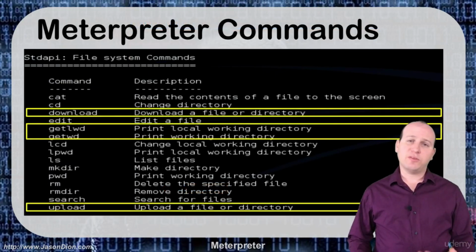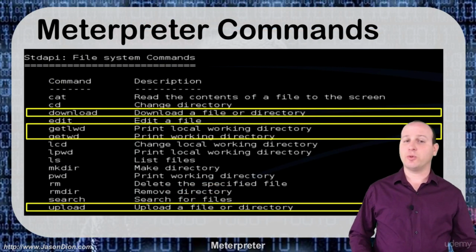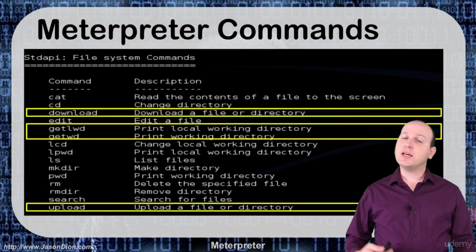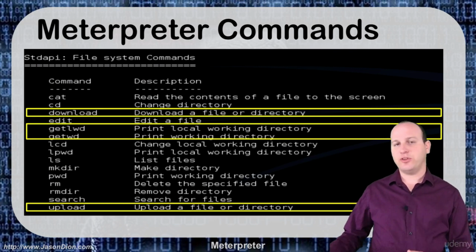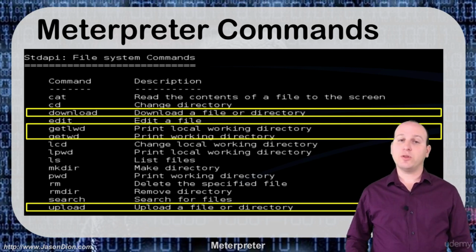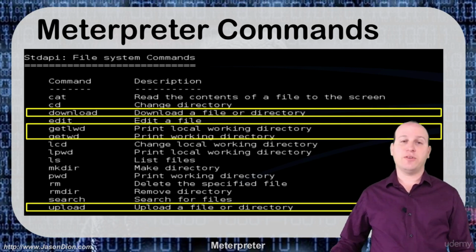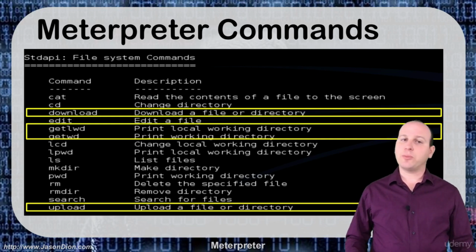Some other nice things that Meterpreter allows you to do is you can download and upload files. You can also get your working directories and figure out where you are. Some exploits you do are not going to give you the path name of where you are, so you're not going to see the C:/system32. You might just get a blank prompt. So by printing the working directory, I'll be able to figure out where I am on the victim system.